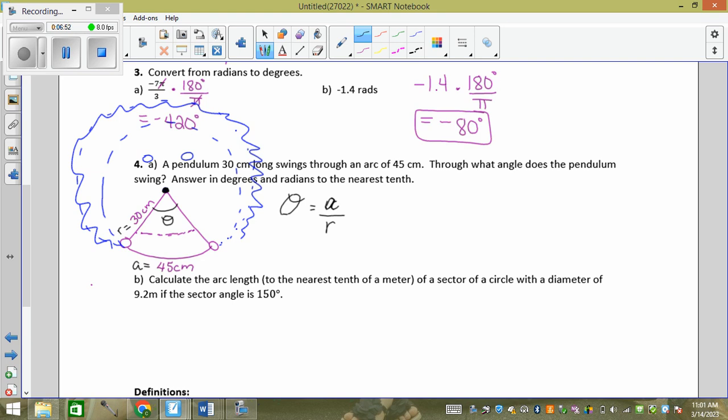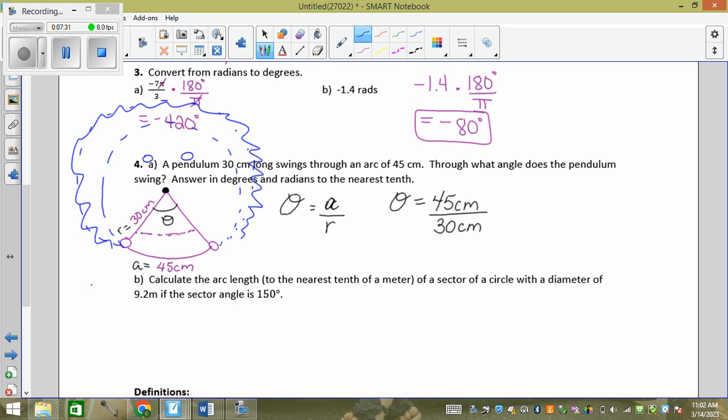So if one's in centimeters, the other one has to be in centimeters. If one's in meters, the other one has to be in meters. They want the theta, which is the angle in between. My arc length is 45 centimeters. Sometimes they'll give us the diameter, which is lovely. However, we can't just use the diameter. We'd have to divide it by 2 and use the radius, because the formula has a radius. The radius for this one is 30 centimeters. What happens when I have a centimeter over a centimeter? They cancel off.